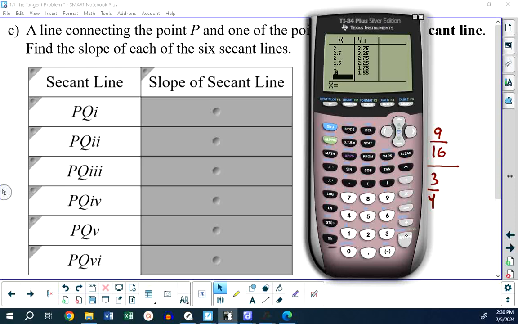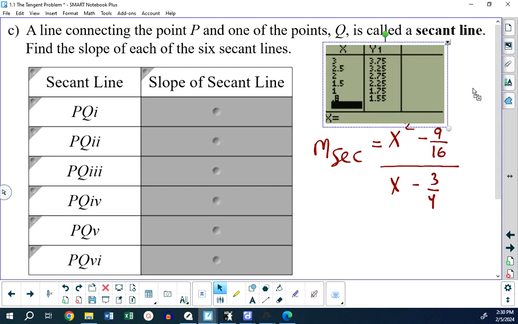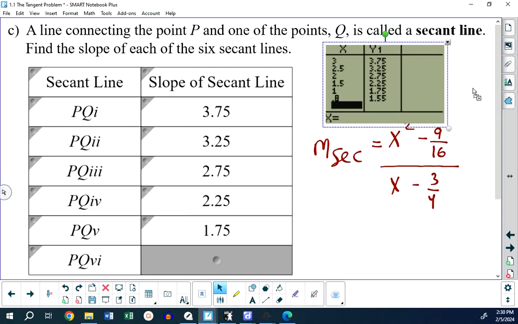You have this graphing calculator, why don't we use it? We're not graphing anything. What we're doing is we're determining, using tables and an equation for the secant slope, the slopes of all of the secants. So what do we get? We get these slopes. Are you still with me?